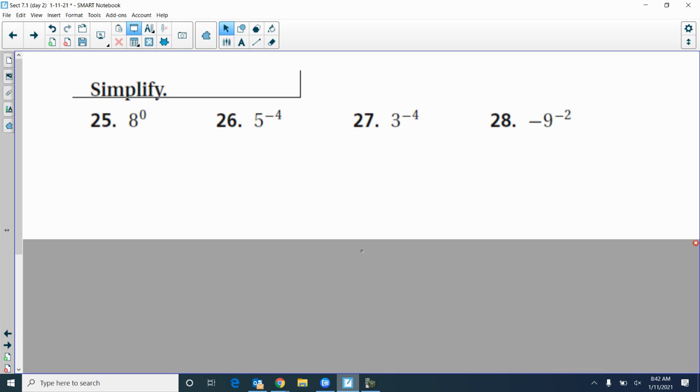Okay, 25. 8 to the 0 power. Sam, what's that? 1. Anything to the 0 power is 1. Okay, anything to 0 power is 1.